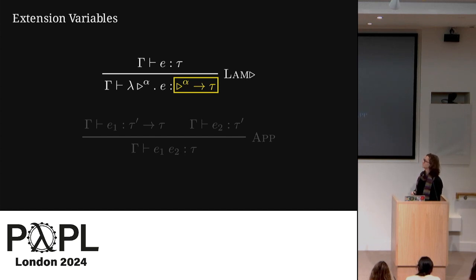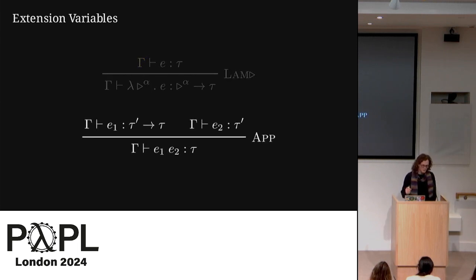And just something to note here is that unlike the regular lambda rule, we are not updating the typing context because this lambda isn't actually binding anything. It is simply marking for the generation where arguments can be added. And because of that, these extension variables are globally scoped. And so now let's turn to the application rule.